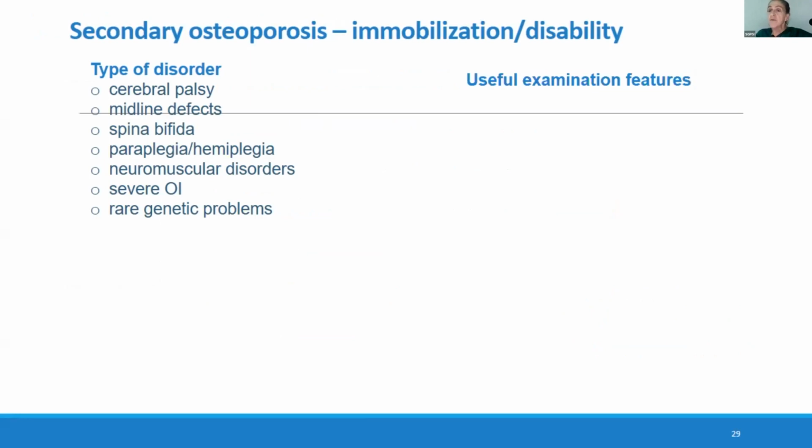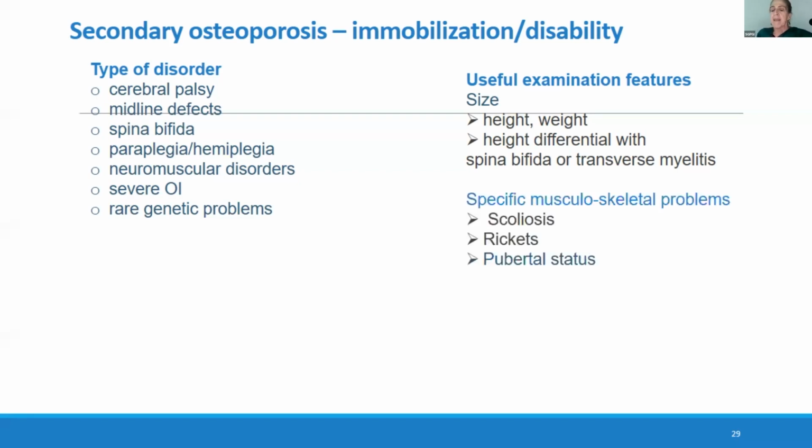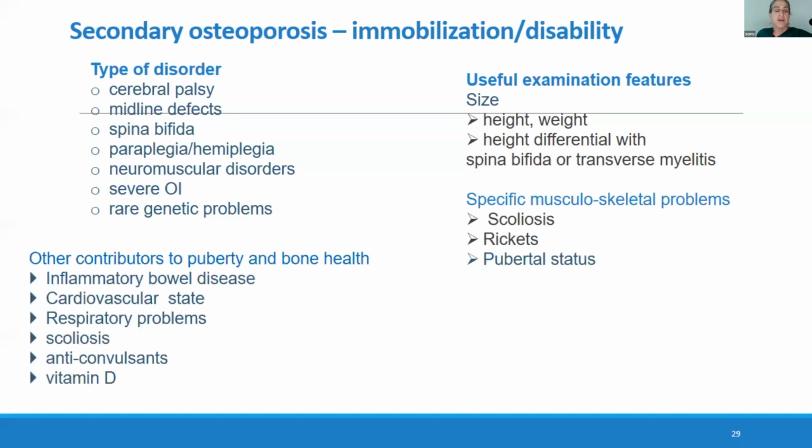Things that are very useful to help you with examination, again, is the size of the patient, the height of the patient. And remember, when you have a paraplegic patient, that they will be short, but only short below the level of the injury. So the upper half is normal, and you'll make a mistake in your assessment if you don't recognise that. You also need to look at other questions of rickets and pubertal status.